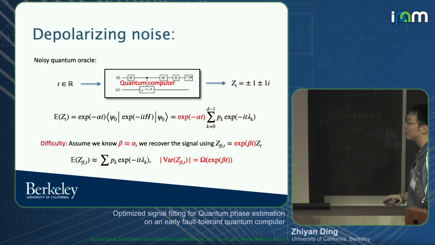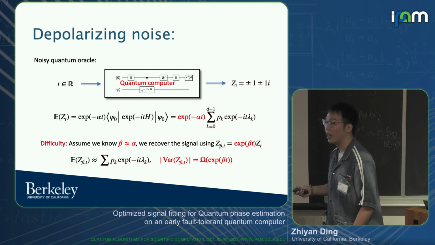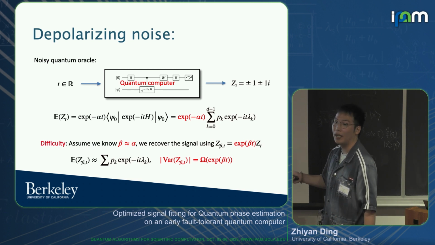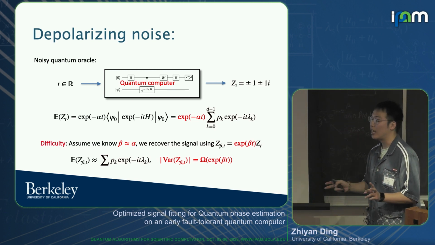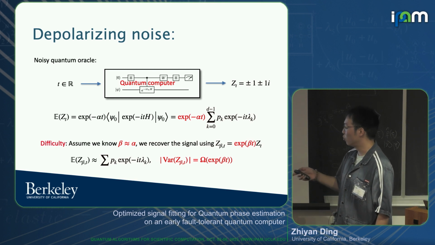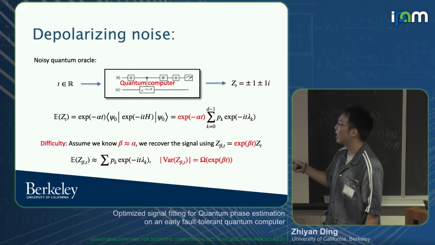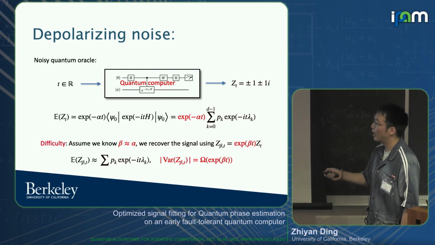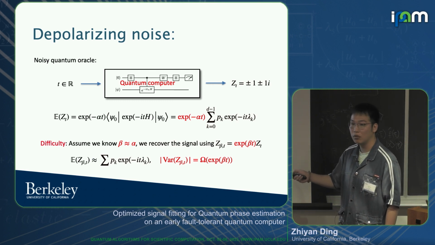Okay, so the difficulty of this problem is the following. Assume that we have a good estimate for this alpha. I call it beta, where beta is close to alpha. Then we can use an error mitigation technique to recover my original signal C beta t. I define it as exponential beta t times CT. Then you can show that the expectation of this C beta t equals the original signal.